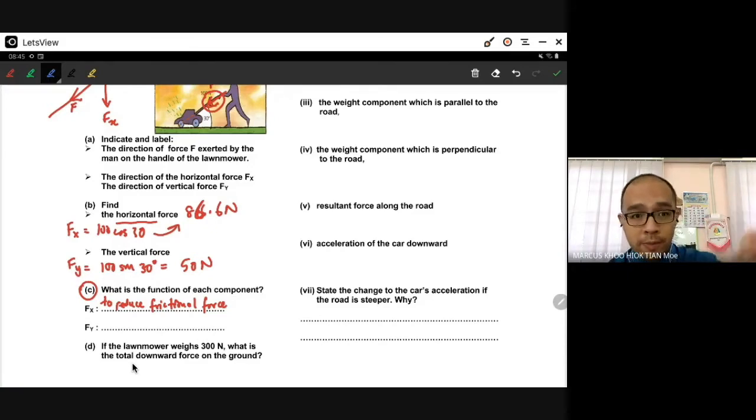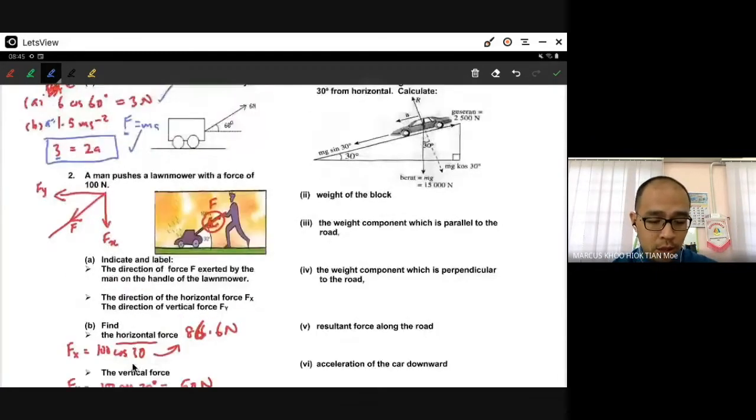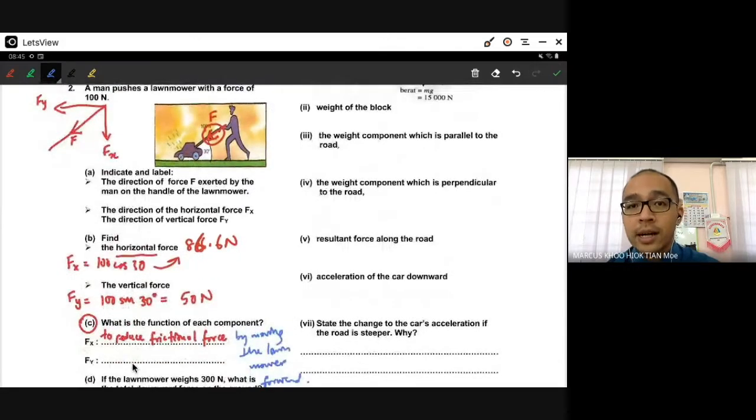I'm going to push it a little bit further by saying to reduce frictional force by moving the lawn mower forward. By moving the lawn mower forward, there will be an acceleration. Elijah's answer is good, but let's stretch it a little bit further. And obviously there will be frictional force, because it's not a smooth surface. Come on, it's the grass.